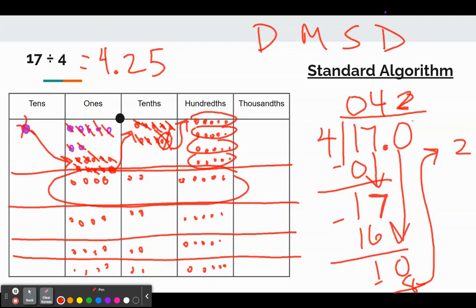So now I have to go to the next place value, which is my hundredths. I'm going to bring that 0 down. So 20 divided by 4 is 5. 5 times 4 is 20, and now we have 0 left over.